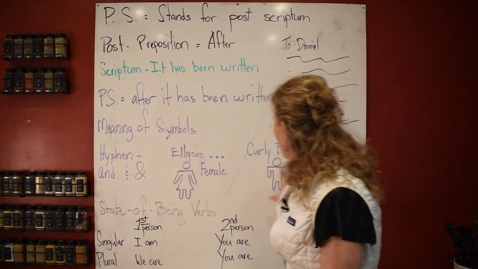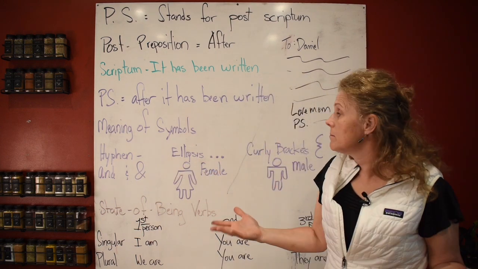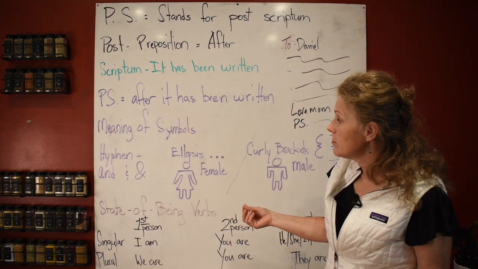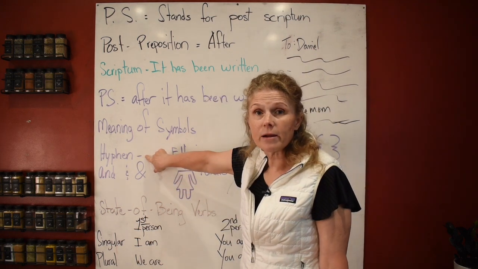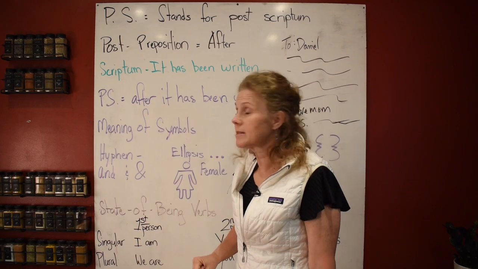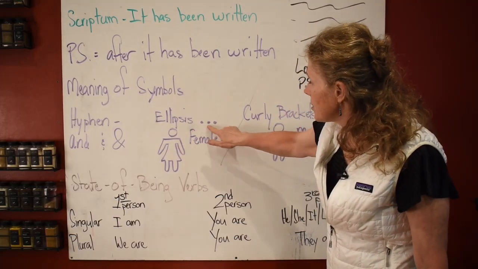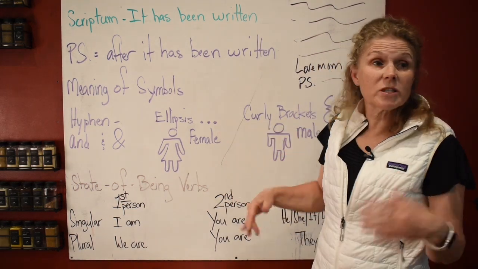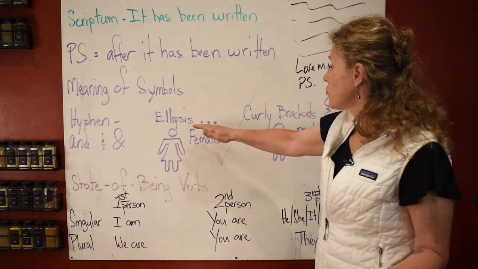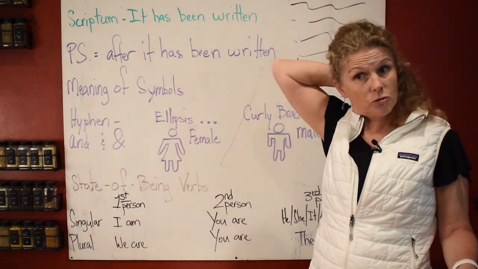Now let's just go over some meanings of some symbols that maybe we might have some confusion about. A hyphen is just this little dash right here. We hyphenate things. An ellipsis is the three dots. Do you guys know what the three dots mean? That means that words have been taken out. And so there was more to what was going on.